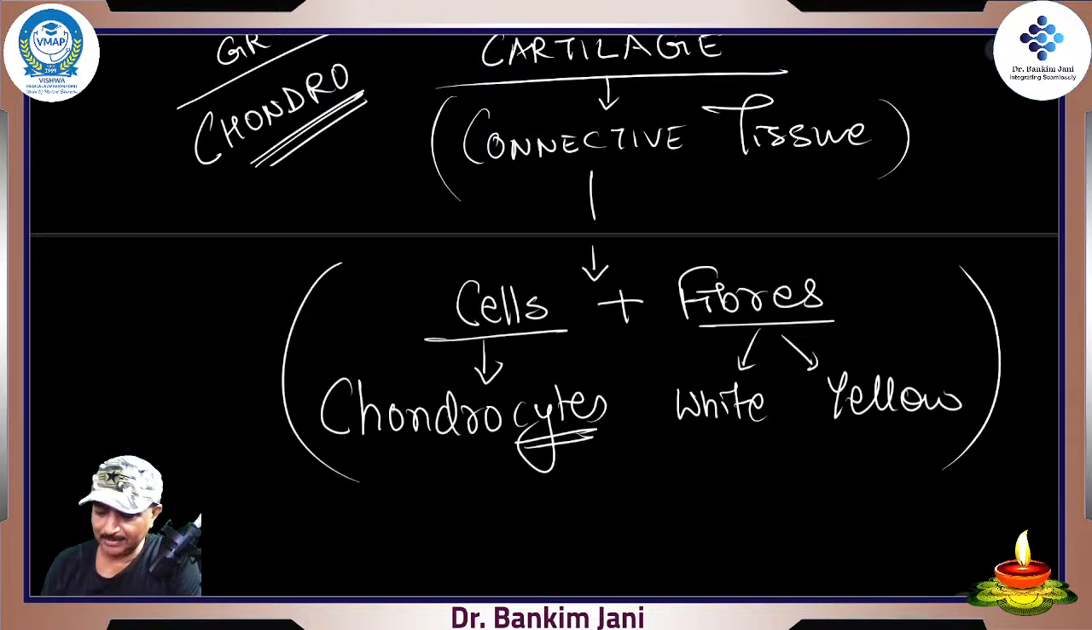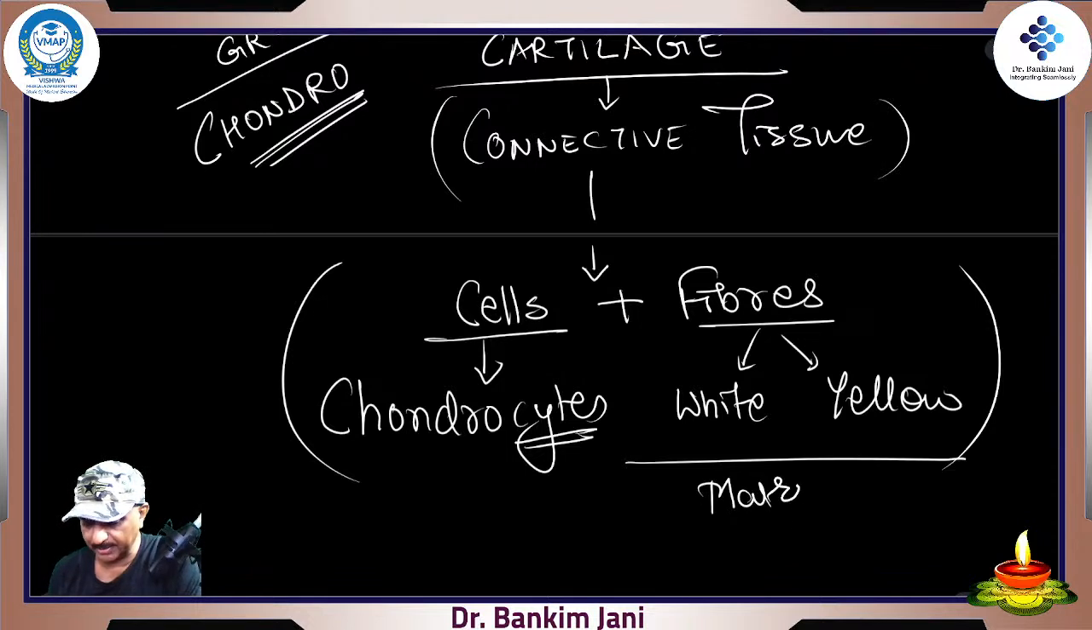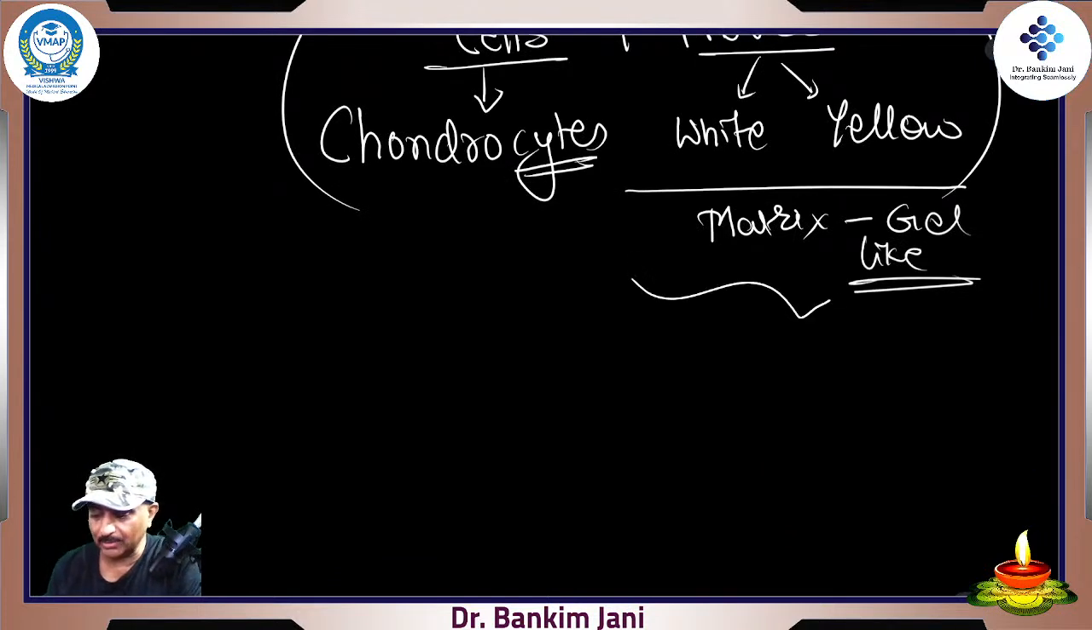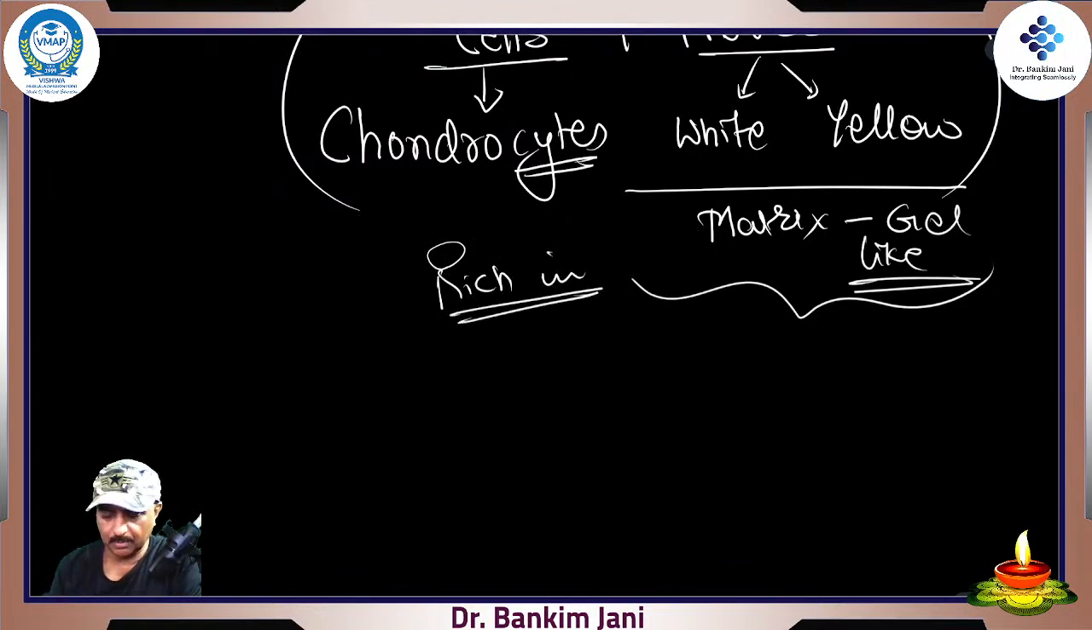So chondrocytes plus fibers, and all of them are packed into a matrix. Matrix means nothing but various cells, and then some liquid is poured so that all of them remain in that bowl. So this matrix is gel-like. It holds everything. It is not G-E-double-L, it is just G-E-L. Gel-like matrix. Now, technically speaking, we just can't say that it is like a gel; they'll ask what gel means. So you have to remember one keyword, that it is rich in mucopolysaccharide.